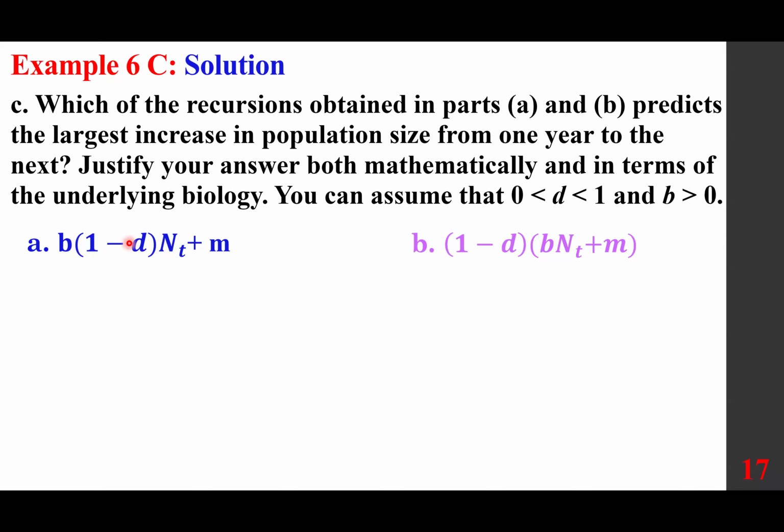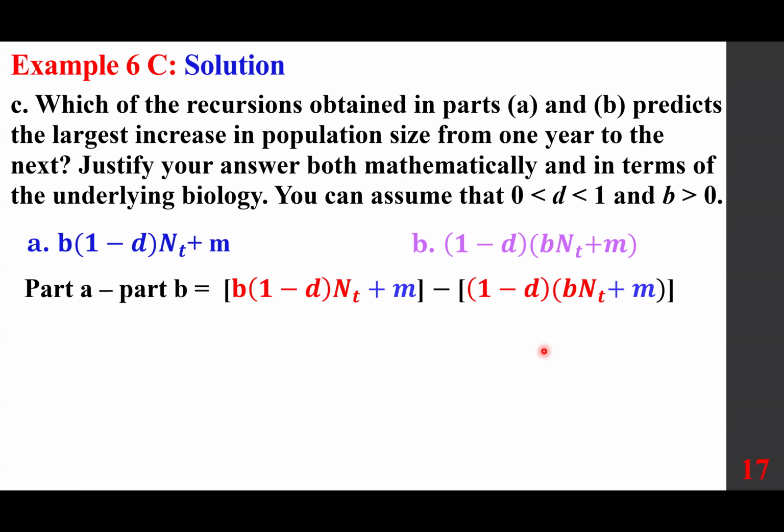This is what we found in part A. This is what we found in part B. So which one is larger? We can discuss it, but I want to first prove to you mathematically which one is larger. How do you do that? It's very simple. You can say part A minus part B. If it's positive, part A is more. If it's negative, part A is less. So B times (1 minus D) N sub T plus M, minus (1 minus D) times (B N sub T plus M). All we have to do is distribute, simplify, and see what we get.